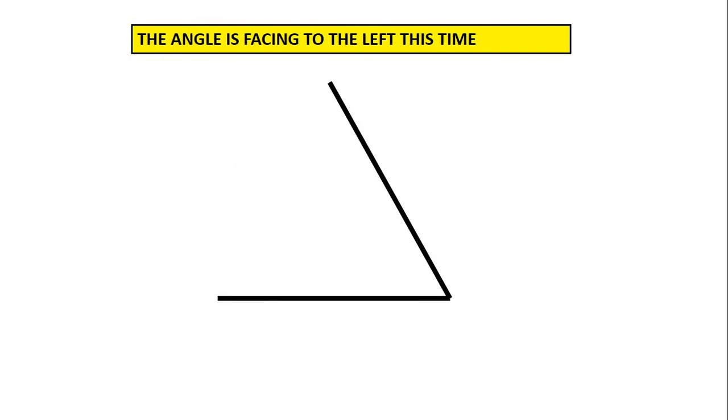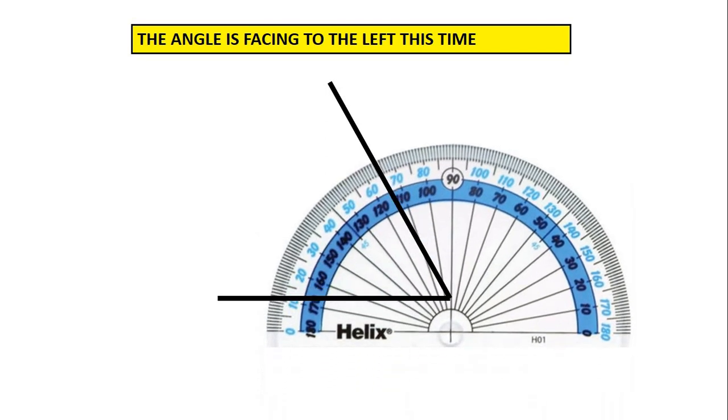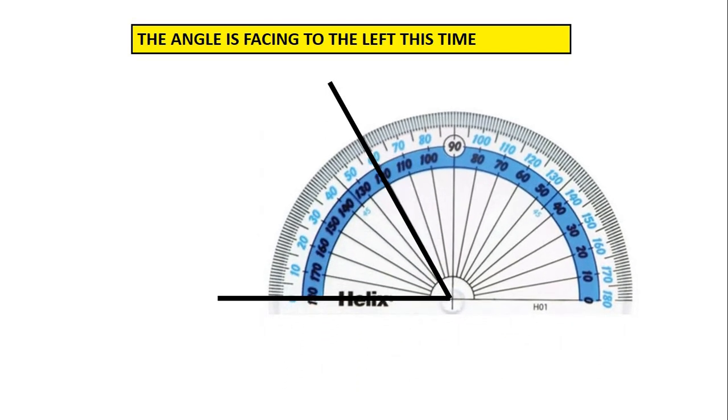So once again, put your protractor on, line the crosshairs up. Where the two lines meet is where you want to put the protractor. And we can see where the 0 is on the baseline. It's the outside numbers there, because the inside one says 180, so you don't want that one. We want the outside numbers where it says 0. Measure around to the line, and that has the line going through about 60 degrees.